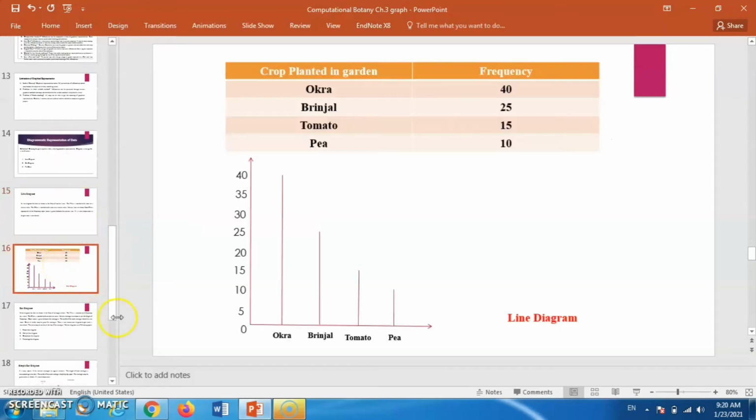With this example you can clearly see. Here I have chosen 4 crops and their yield frequency. Okra frequency is 40, brinjal 25, tomato 15 and pea 10. Suppose I want to show this tabulated data in the form of a line diagram, then the line diagram will look like this.